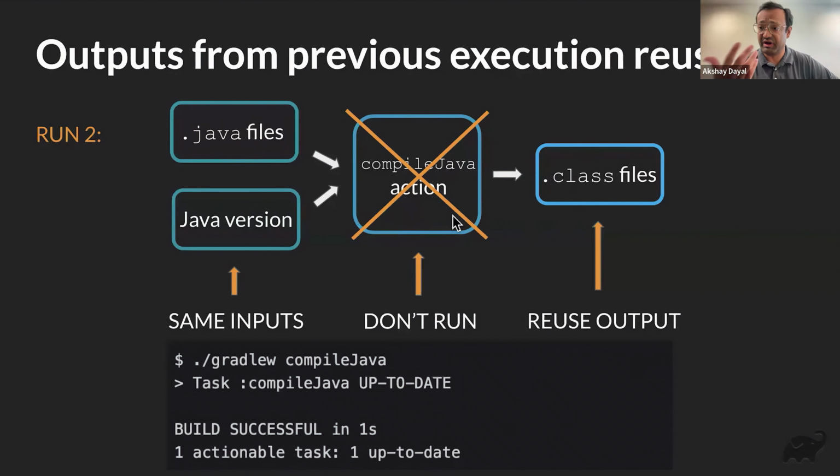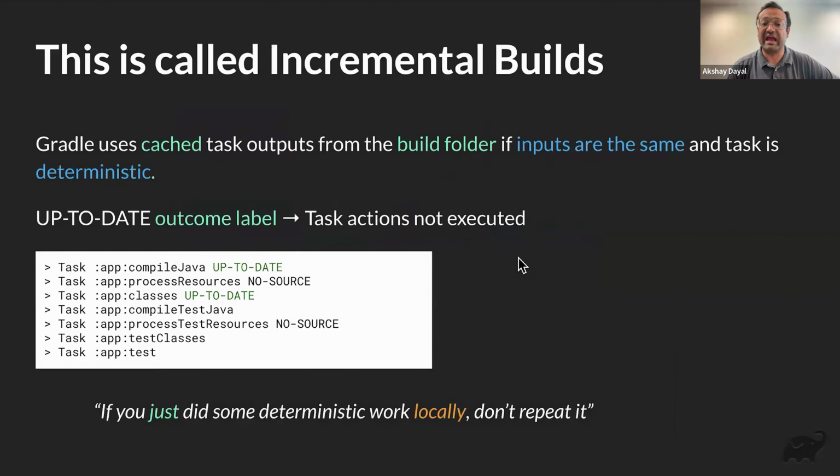And Gradle, very early on, this feature was added to do this sort of tracking, and it's known as incremental builds. So Gradle uses the cached task outputs from the build directory, and if the inputs are the same, and the task is deterministic, it can reuse those outputs from the build directory. It doesn't need to run that action again.